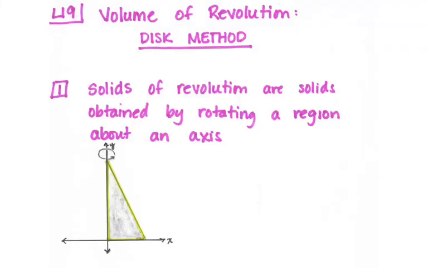This is lesson 19 for AP Calculus. We're talking about volume of revolution. This is different than when we've talked about volume where we sliced through an object and got these slices that were like circles or semicircles or triangles or squares.